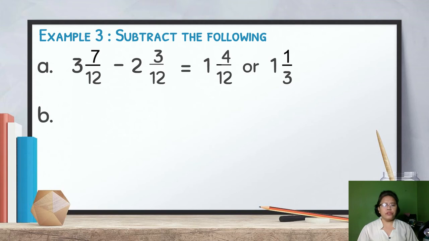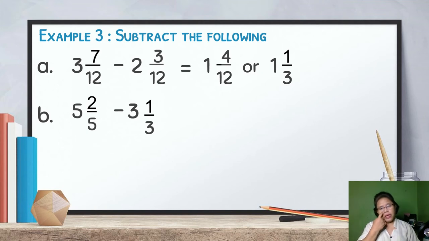Right? So, letter B. We have there 5 and 2/5 minus 3 and 1/3. Now, this time, meron tayong dissimilar fractions. So, kahit hindi siya sinulat vertically, pwedeng gawin. Okay? Pinakamadali lang kasi yung isulat mo siya in vertical. Okay? Kaya nandun siya sa instructions natin. Pero, kung sinulat mo siyang ganito at hindi mo siya binago, okay lang din as long as hindi ka nalilito.